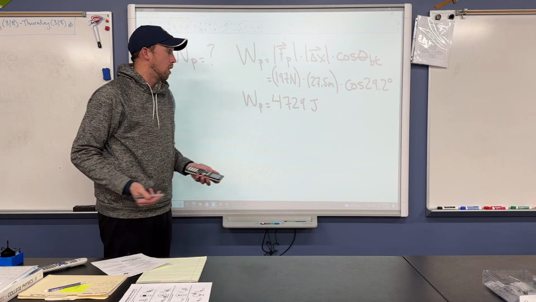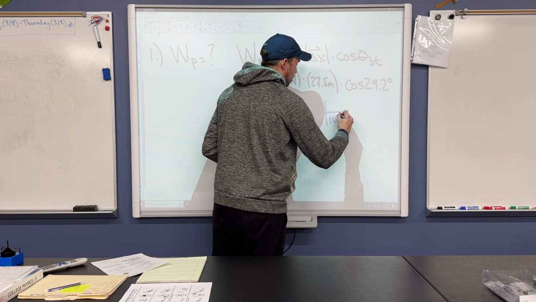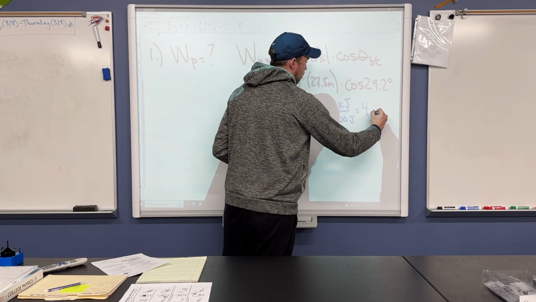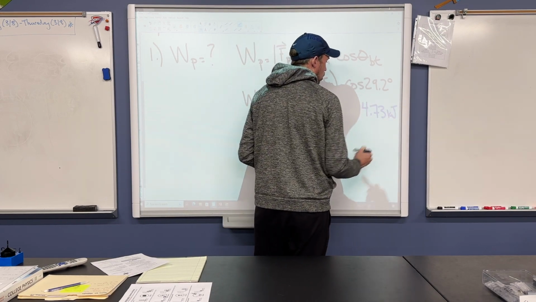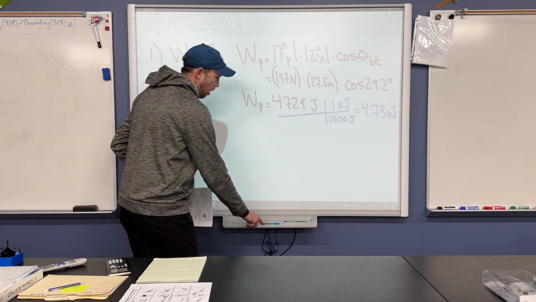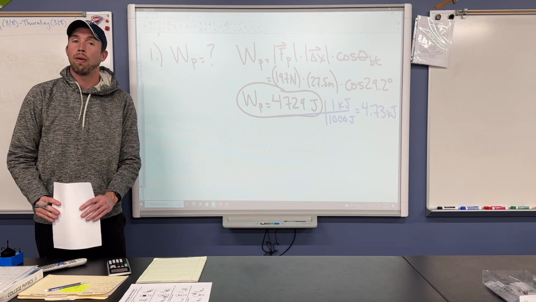If the question was asking, we might convert this to kilojoules. So I can divide by 1,000 because there are 1,000 joules per 1 kilojoule, and something like 4.73 kilojoules. I believe the question here is wanting our answer in joules, so we'd go with this value here. So here's the work done just by our pulling force.